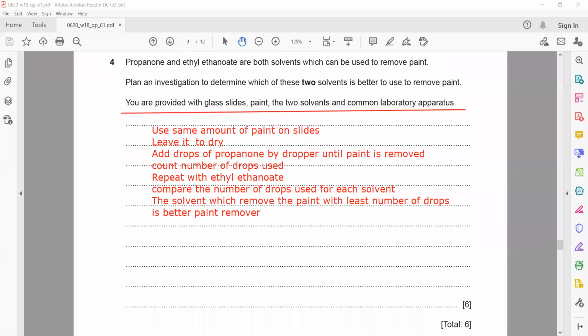Another way is there, you can work it out according to that. You can add an equal amount of paint and leave it to dry, then add an equal amount of the solvent, and then remove them after the same time interval and re-weigh again. The one which removes the greater mass of paint is the better solvent.